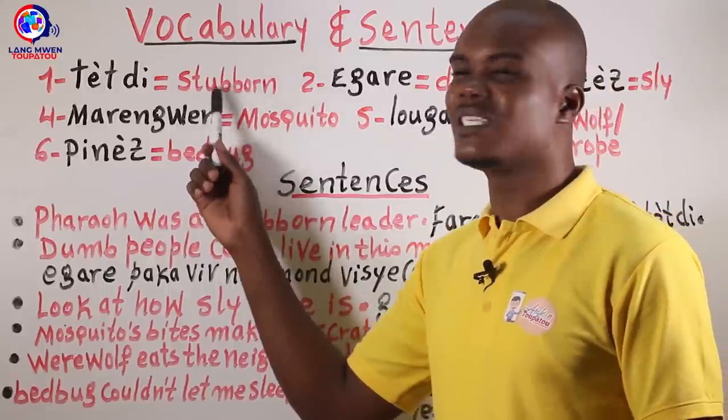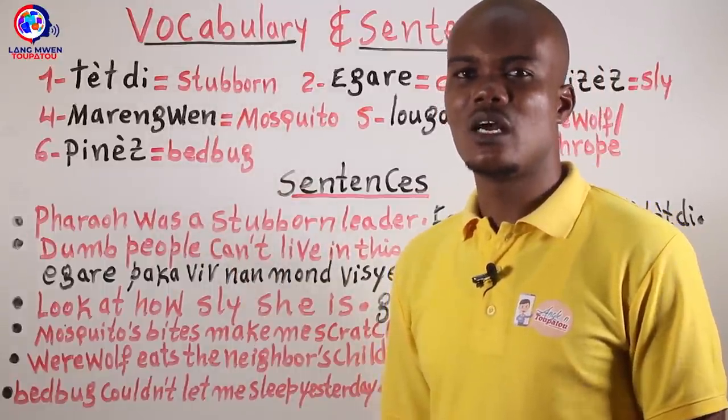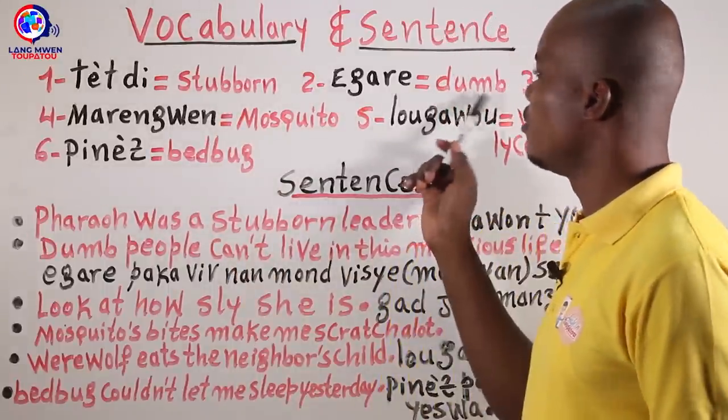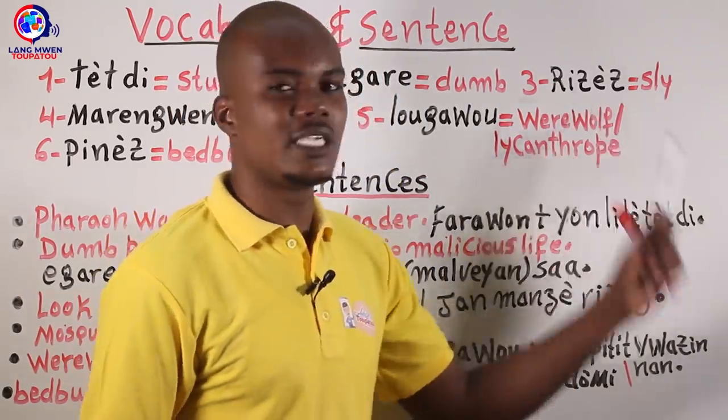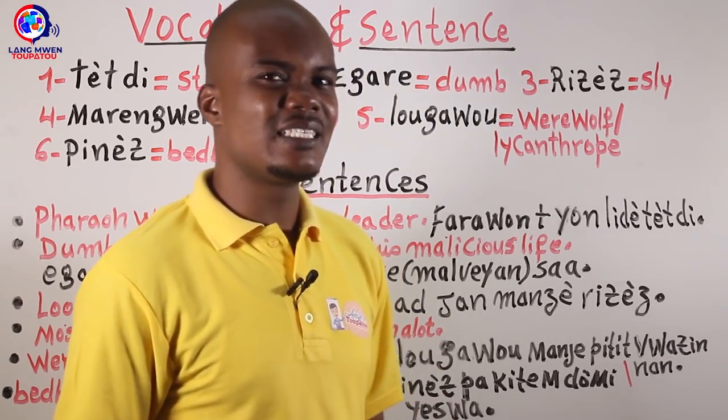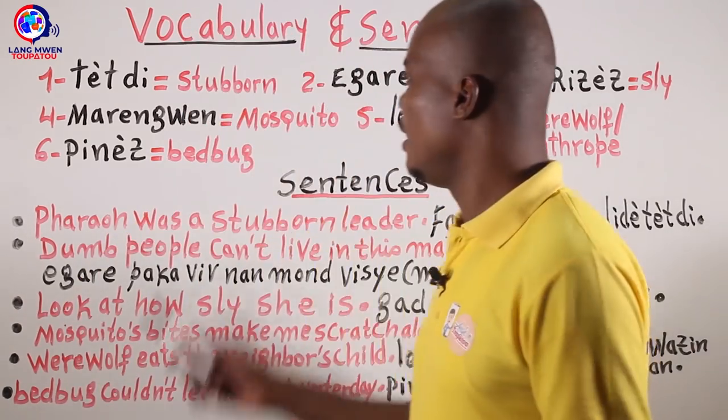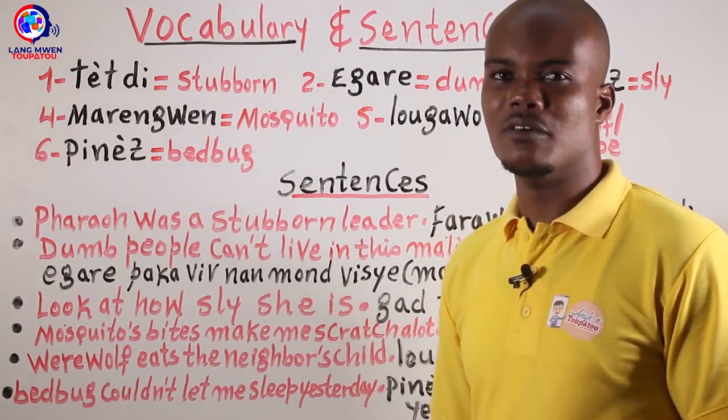Stubborn. Dumb. Sly. Okay? And maringouin, we say mosquito.